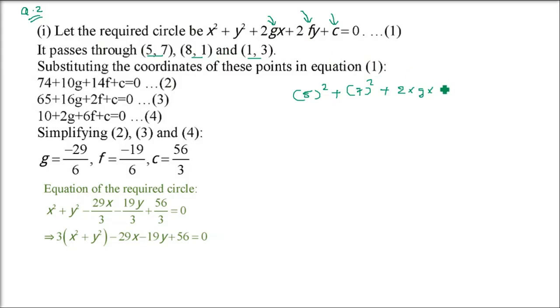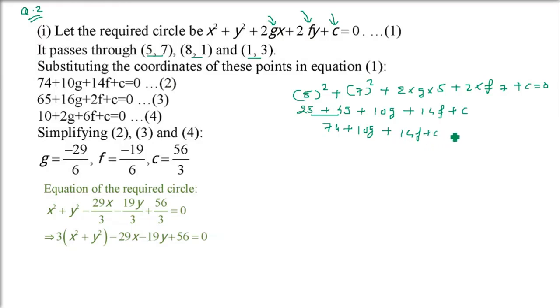So what do you get? 5 square plus 7 square plus 2g into 5 plus 2f into 7 plus c equals 0. So 5 square is 25, 7 square is 49, then 10g, then 14f plus c equals 0. So 74 plus 10g plus 14f plus c equals 0. This is one of the equations.